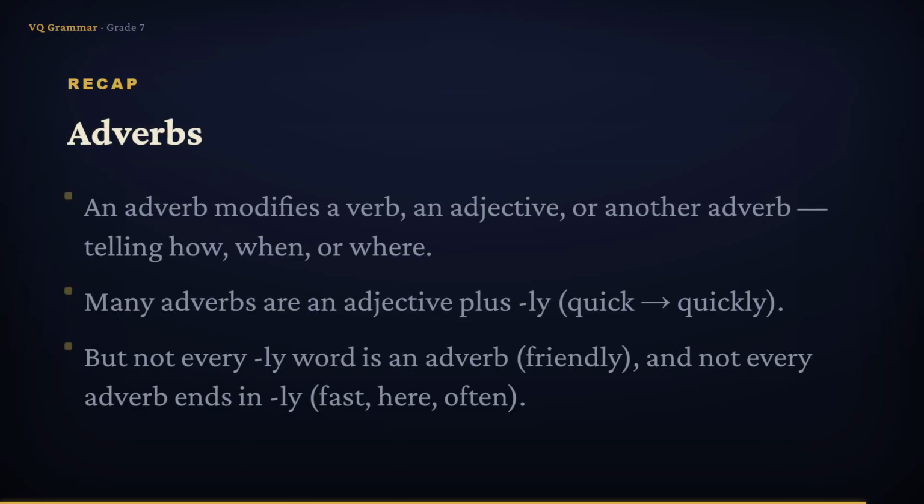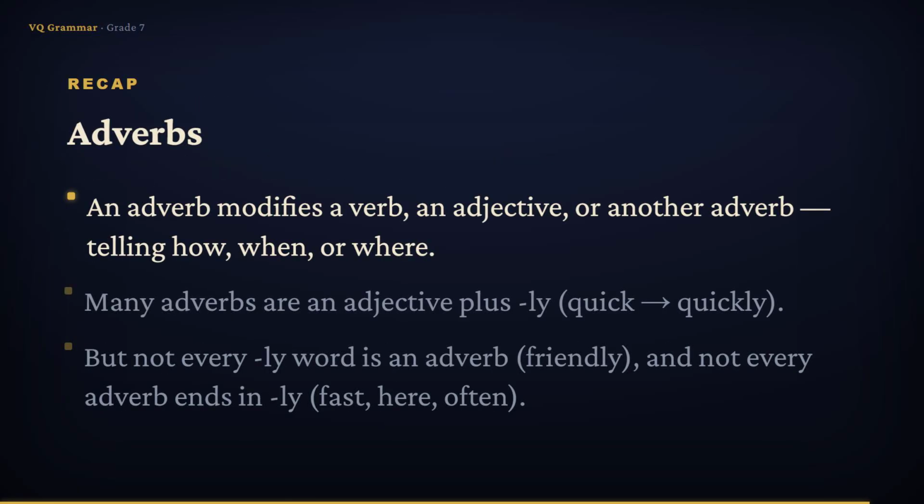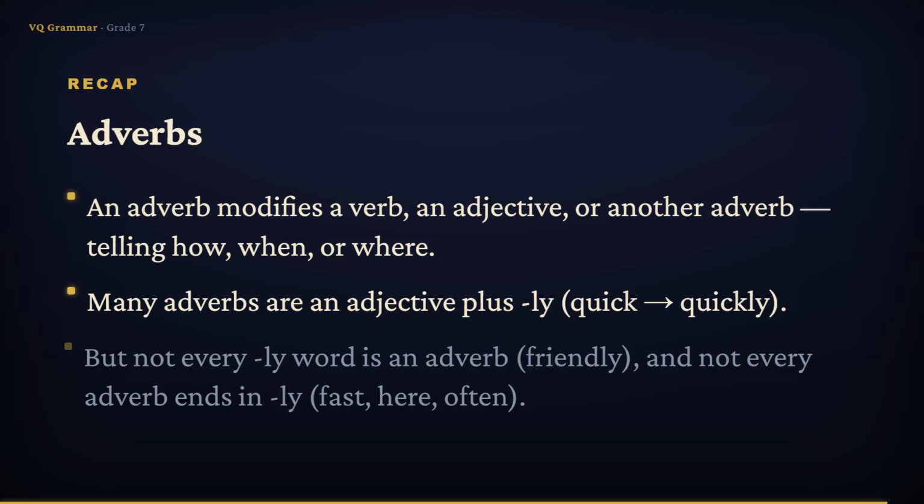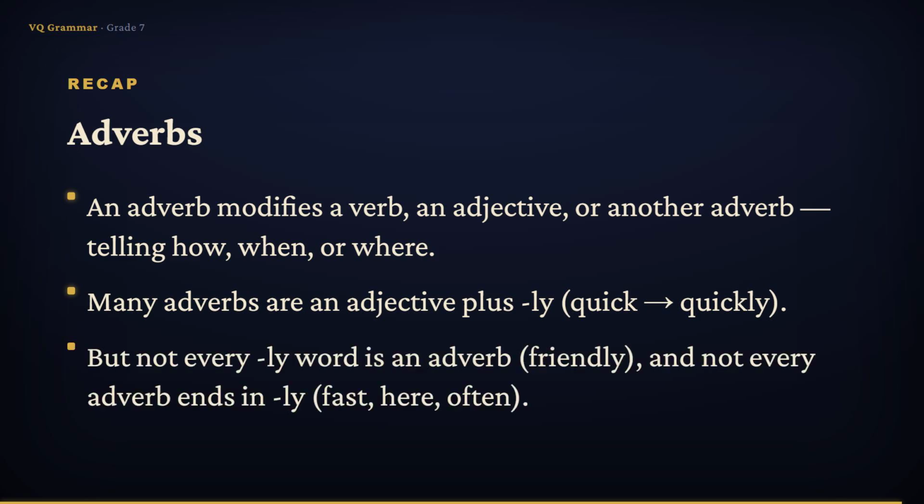Let's gather up what we learned. An adverb modifies a verb, an adjective, or another adverb. And when it describes a verb, it tells how, when, or where. Many adverbs are simply an adjective with ly added, like quick becoming quickly. But keep both warnings close. Not every word ending in ly is an adverb, and not every adverb ends in ly.